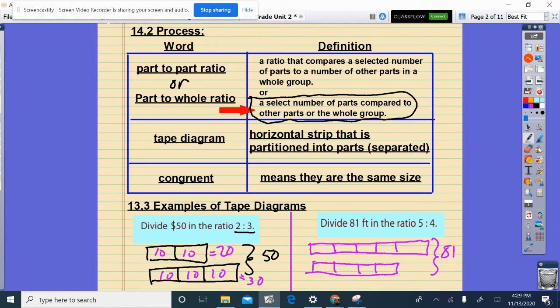So then I add up the total pieces again. 5 plus 4 is 9. Well, 81 divided by 9 is going to be, you guessed it, 9. So each box has 9 feet in it. So one length of rope is going to be 54 feet. It's a 4. And the other one is going to be 36 feet.